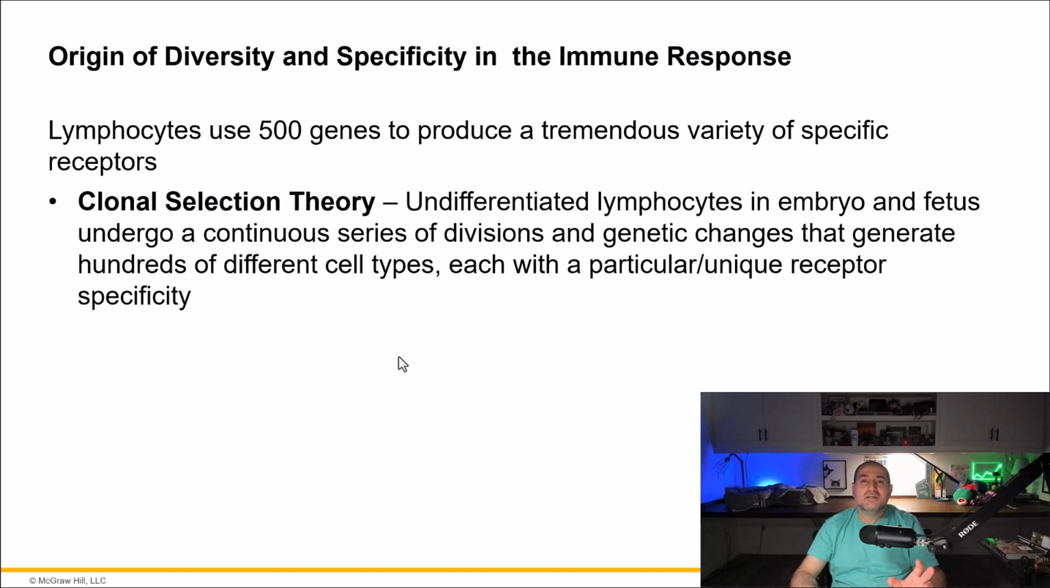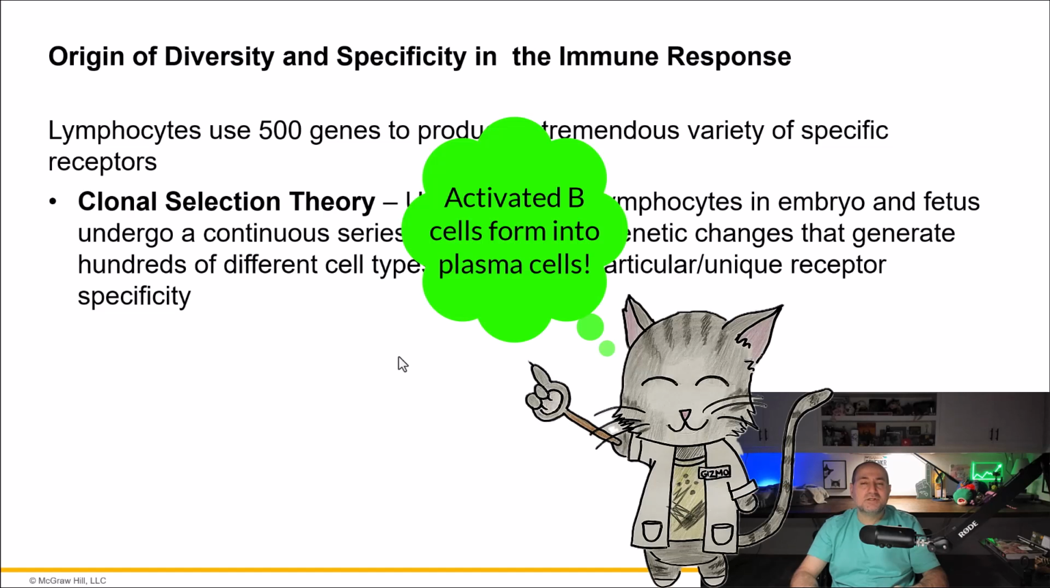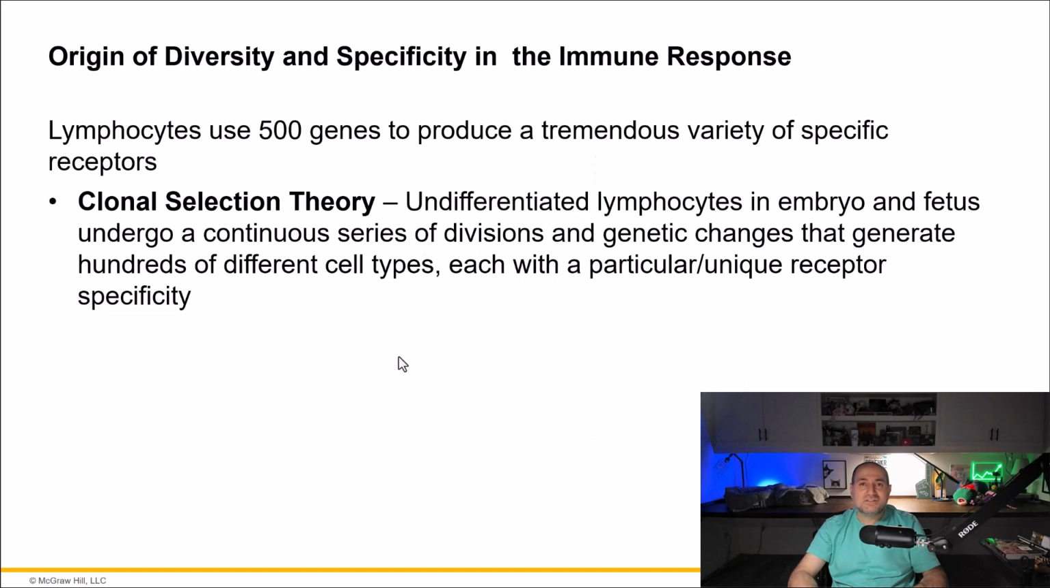And do you remember that once B cells become activated, they also proliferate and differentiate, and they form memory B cells for later, but they also form plasma cells. So you should know that activated B cells become plasma cells, and plasma cells release tons and tons of antibodies into the blood.